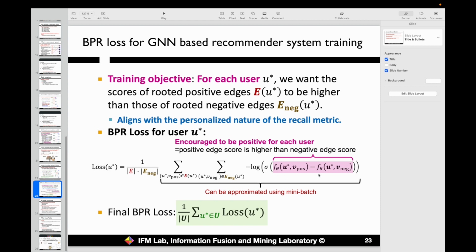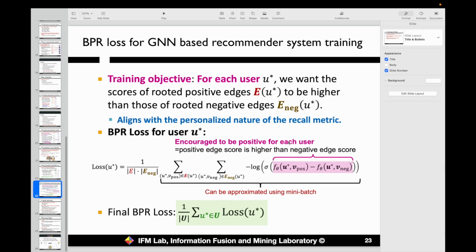For this term, we try to encourage it to be positive for each user. In other words, we try to ensure the positive edge score will be higher than the negative edge scores in the recommender system. I hope you can follow me, right? So this one denotes the score for the positive pairs, and this one denotes the score for the negative pairs.